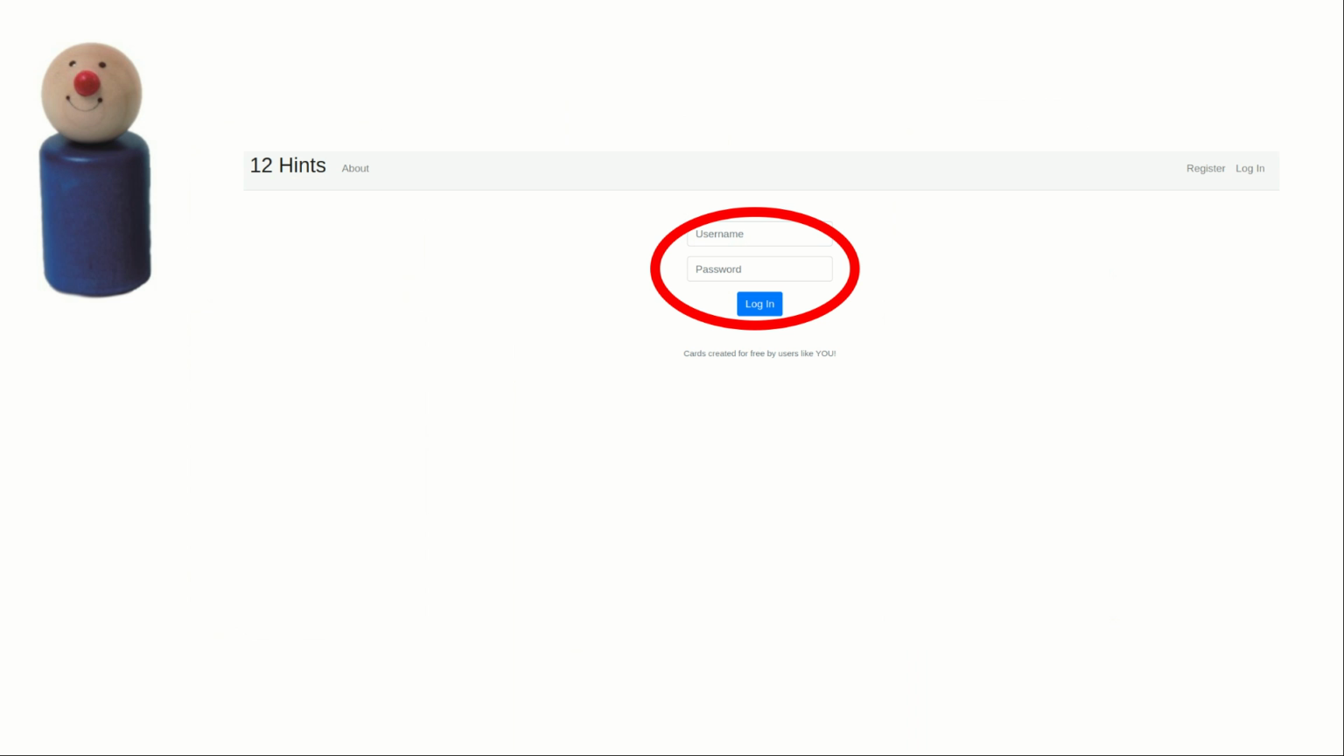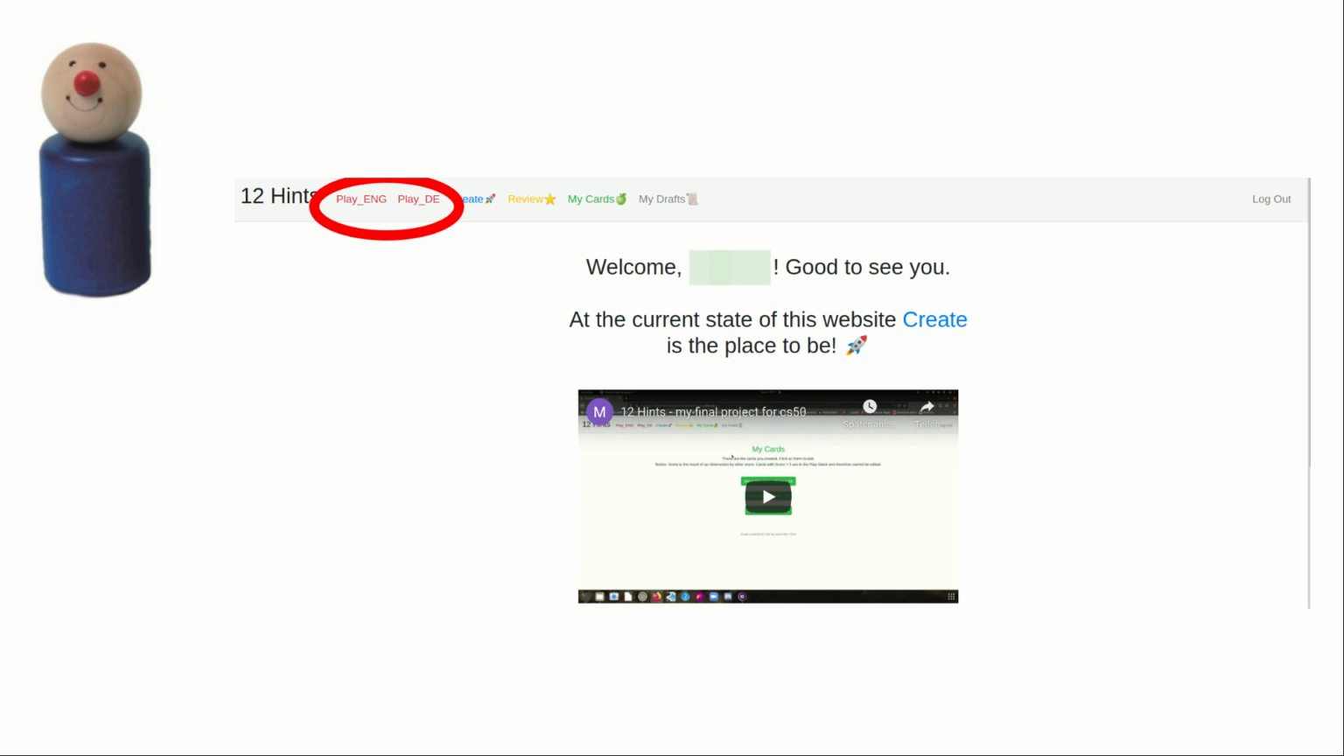One of the players grabs the smartphone or laptop, goes to the browser and goes to the 12 Hints website. There he has to register if he's not registered yet and can log in. And when one is logged in to this website, you could see there are different options. So one could be creating a card or reviewing a card from other users, but now I want to explain to you the display option.